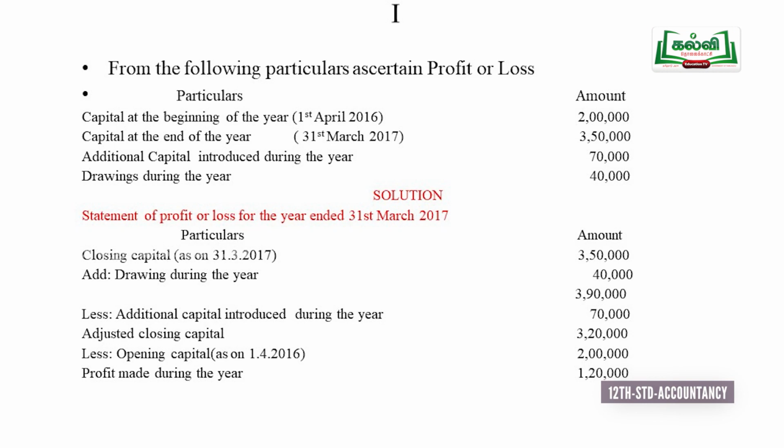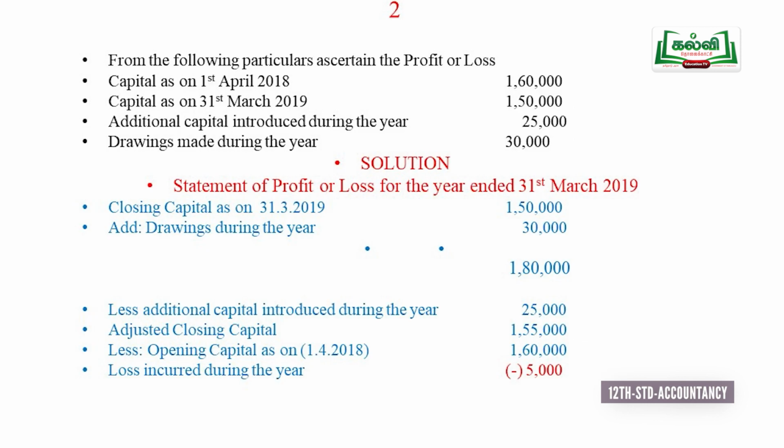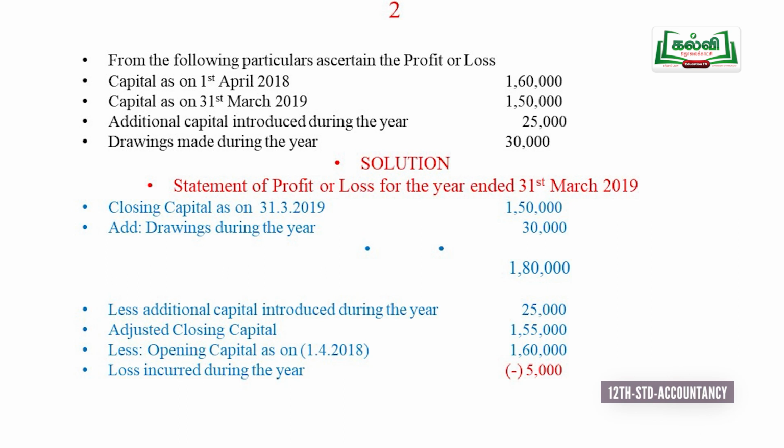The difference from the first sum: you see, capital in the beginning of the year, capital at the end of the year. But see the next sum, capital as on 1st April 2018. When the year is given, we have to identify the opening and closing capital. When the year is given, 2018 is considered as the opening capital, 2019 is considered as the closing capital.